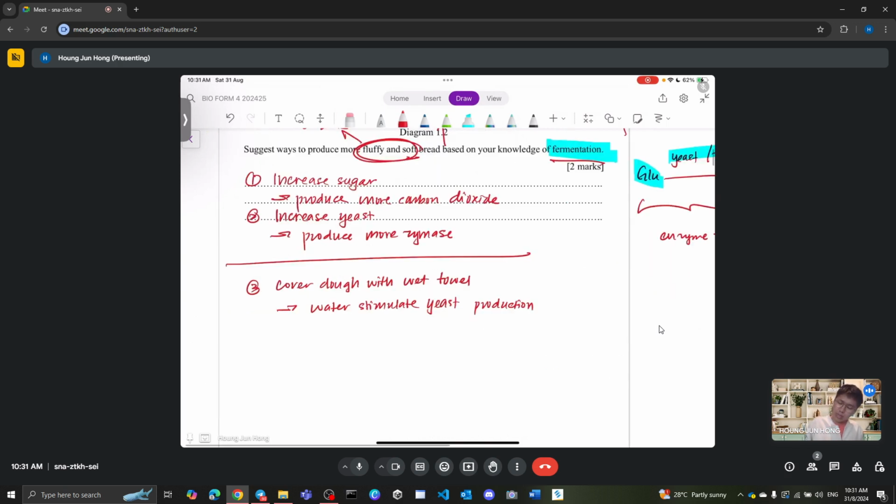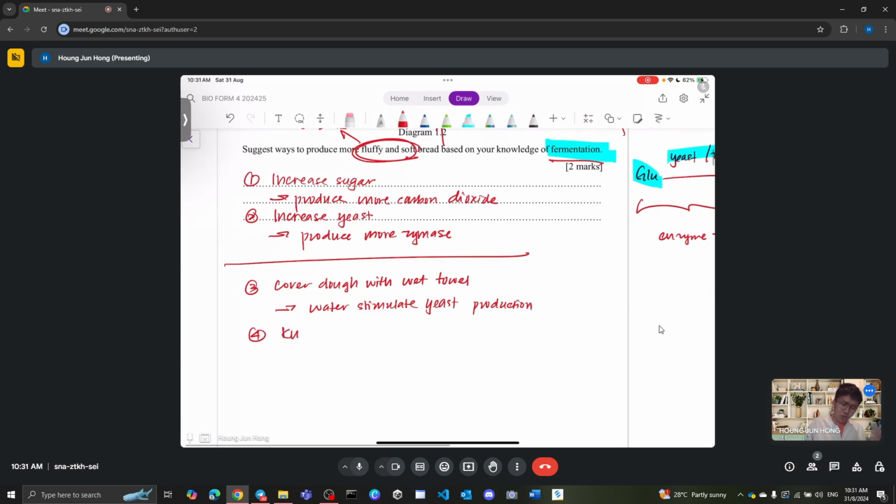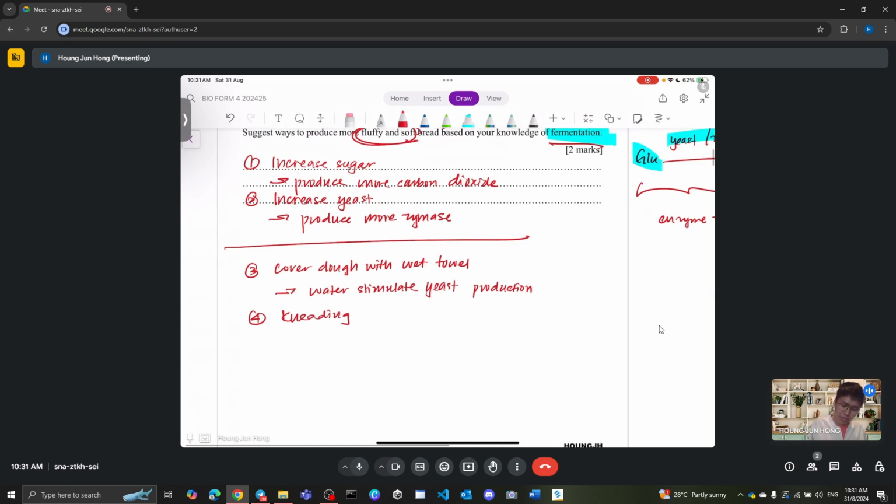Similarly, you can also do kneading the dough. So why do we do this? Same thing also, to stimulate yeast to be more active.